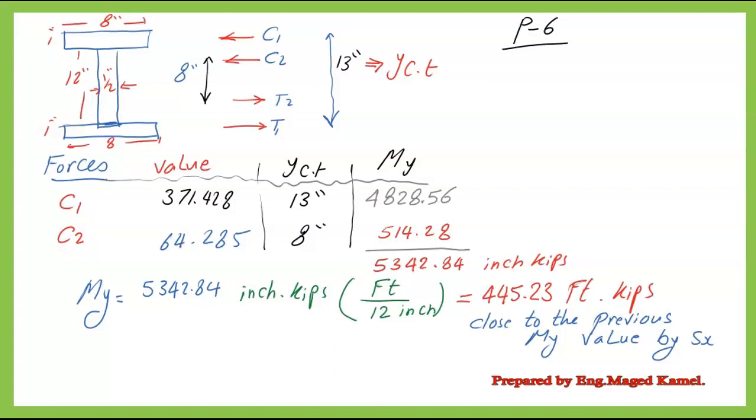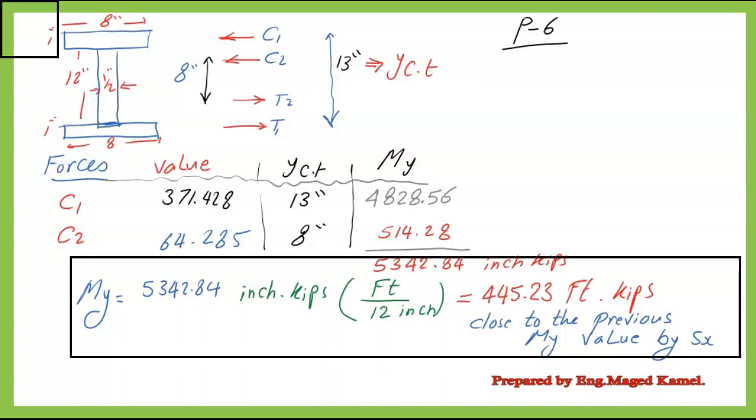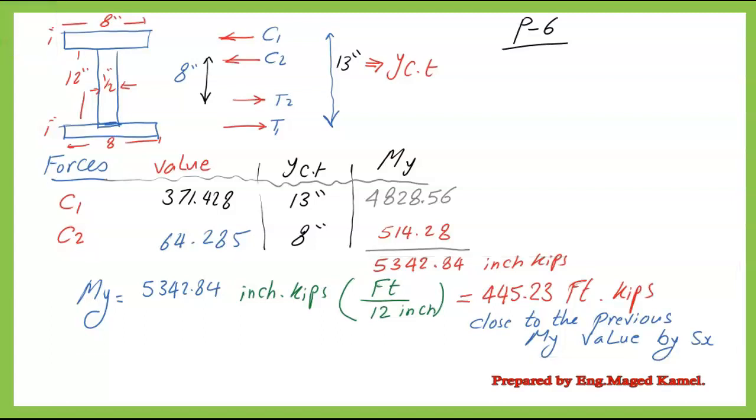We sum the products of forces by the neutral axis distances. We get the final value of M sub y, which is equal to 445.23 feet kips, which is close to our estimated value of M sub y.